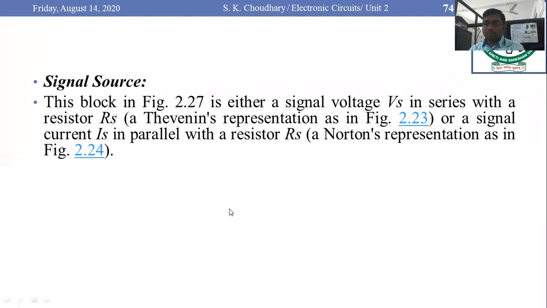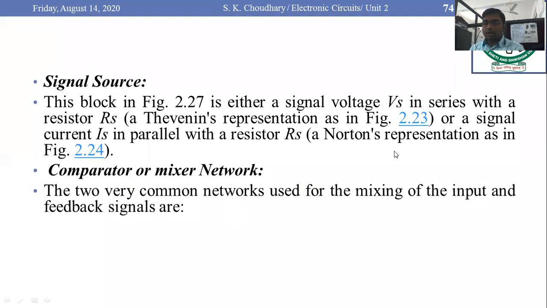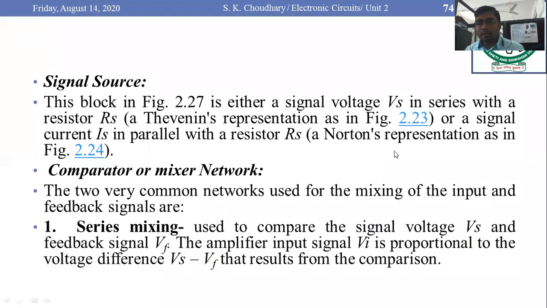So yesterday we discussed the signal source, what type of elements would be used as a signal source, and we have seen two types of signal source network. One is a Thevenin's network, another is the Norton's network. After that, we entered the comparator or mixer network. So today we will discuss from this point, the comparator or mixer network.